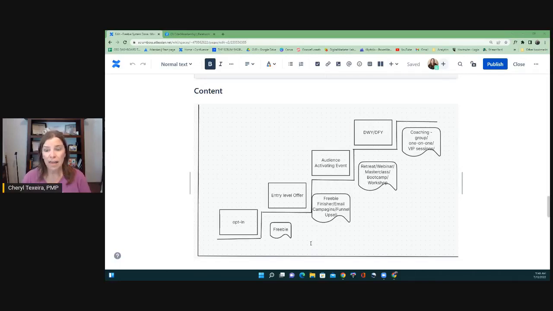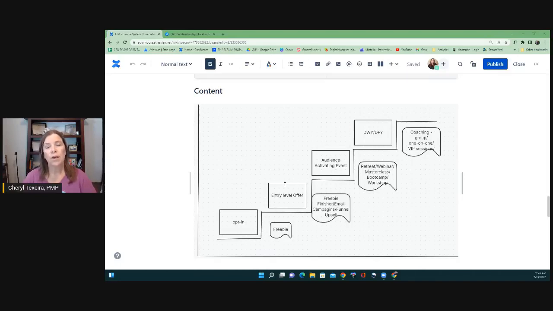But I love that idea, because then she's got all these things working for her constantly, and it doesn't depend on her having to be there the whole entire time. So think about that as you're starting to build this out. So this entry-level offer is going to be something that you pull out of your system, your main system.